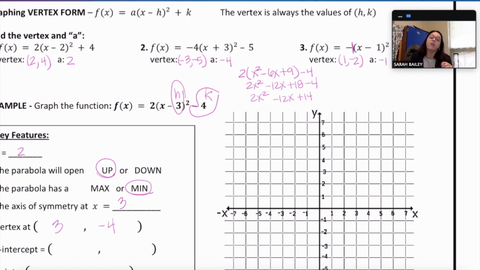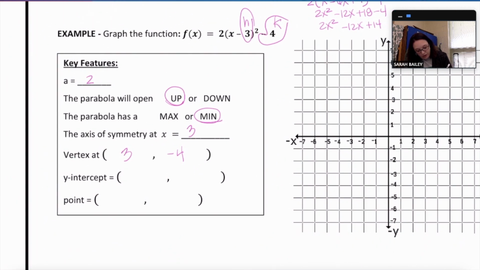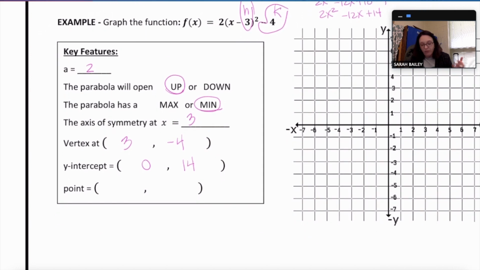All right, so now I just put it in standard form real quick. So the c value is 14. So my y-intercept would be (0, 14). Now, the next thing that I'm going to do is I've got to do that point. Well, I'm not really going to be able to see that as easily here.